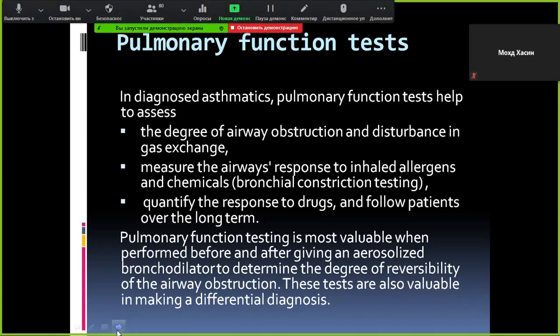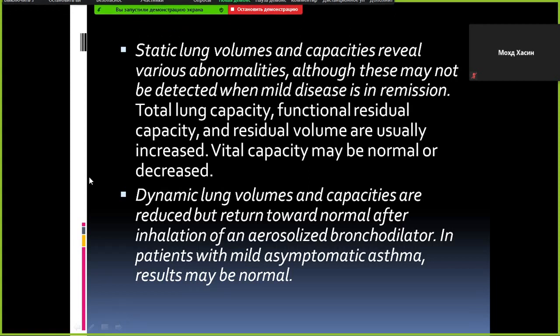So you must know that spirometry may be static and dynamic. From physiology, you know static lung volumes and capacities, such as total lung capacity, functional residual capacity, vital capacity, and some others. And what about dynamic lung volumes? Dynamic lung volumes are forced expiratory volume in the first second, forced vital capacity, and the ratio of forced expiratory volume in the first second to forced vital capacity. So for detecting bronchoobstructive syndrome, we use these three parameters.